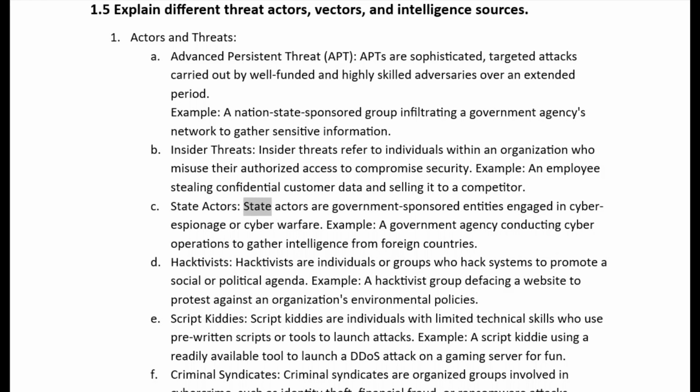State actors. State actors are government-sponsored entities engaged in cyber-espionage or cyber warfare. Example: a government agency conducting cyber operations to gather intelligence from foreign countries.